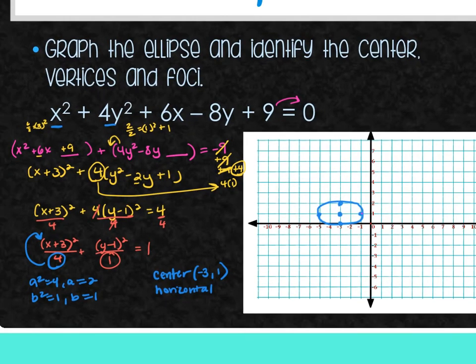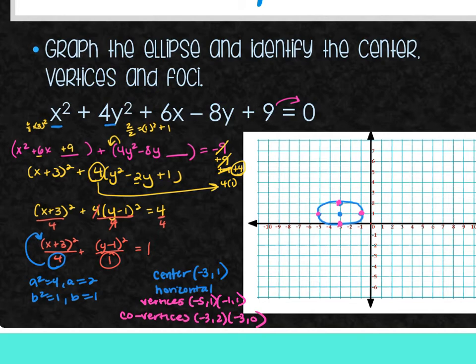My center is (negative 3, 1). It's horizontal. My vertices are at (negative 5, 1) and (negative 1, 1). And my co-vertices are here and here, (negative 3, 2) and (negative 3, 0).